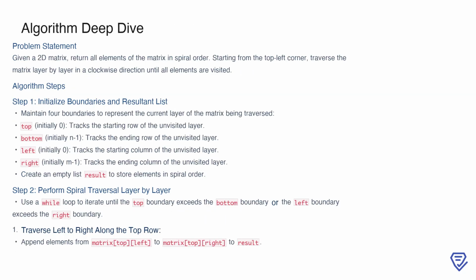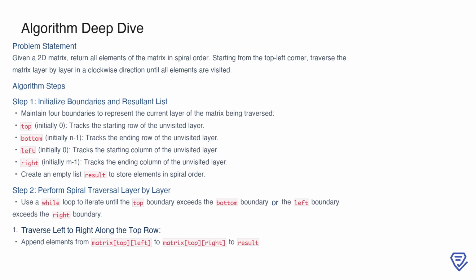To solve the spiral matrix problem, we need to traverse a 2D matrix in a clockwise spiral order, starting from the top left corner and moving layer by layer. The algorithm begins by defining 4 boundaries: top, which starts at 0 and tracks the first row of the unvisited portion; bottom, initialized as the last row index; left, initialized at 0 to track the first unvisited column; and right, set to the last column index. These boundaries help us define the current layer of the matrix as we traverse. Additionally, we'll create an empty list called result to store the elements in the order they are visited.